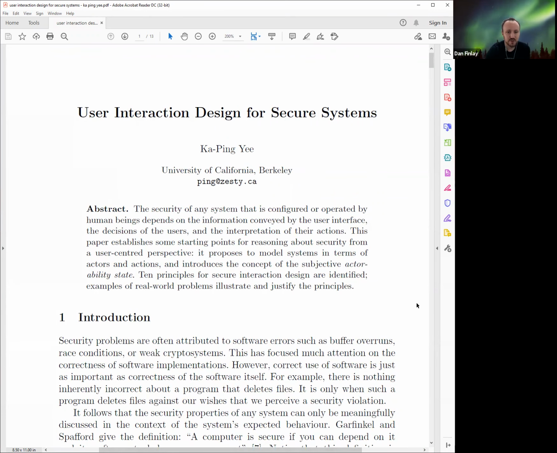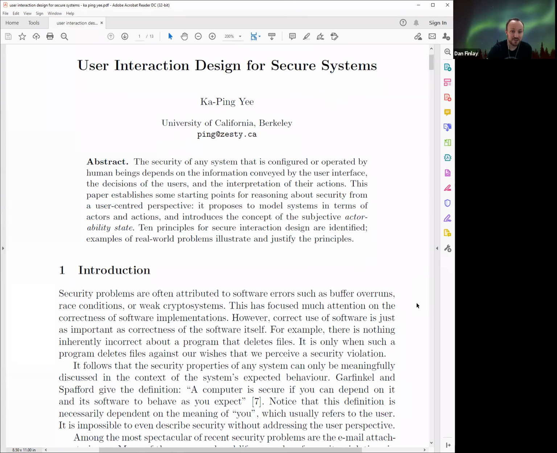Abstract. The security of any system that is configured or operated by human beings depends on the information conveyed by the user interface, the decisions of the users, and the interpretations of their actions. This paper establishes some starting points for reasoning about security from a user-centered perspective. It proposes to model systems in terms of actors and actions, and introduces the concept of the subjective actor-ability state. 10 principles for secure interaction design are identified. Examples of real-world problems illustrate and justify the principles.